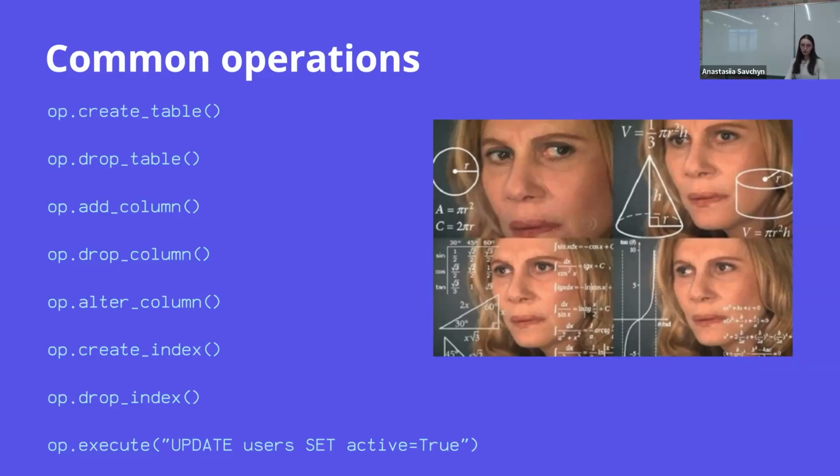And if you don't have a suitable operation already defined for you, you can use execute. Execute allows you to write a raw SQL query and just execute it on your database. For example, you want to do some operation with all the users, and you want to set that all the users are active now. For that, you will need a raw SQL query, and you can use it with execute. And also any custom thing that is not defined in these create table, drop table, add column, and so on, you can use with execute.